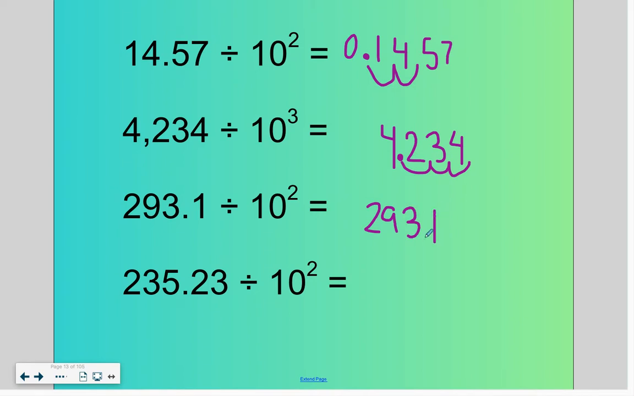Write down your digits, put your pencil where the decimal should be. We end up with 2 and 931 thousandths. And for our last problem, put your decimal where it should be. We're moving it over twice. And that's what our answer is.